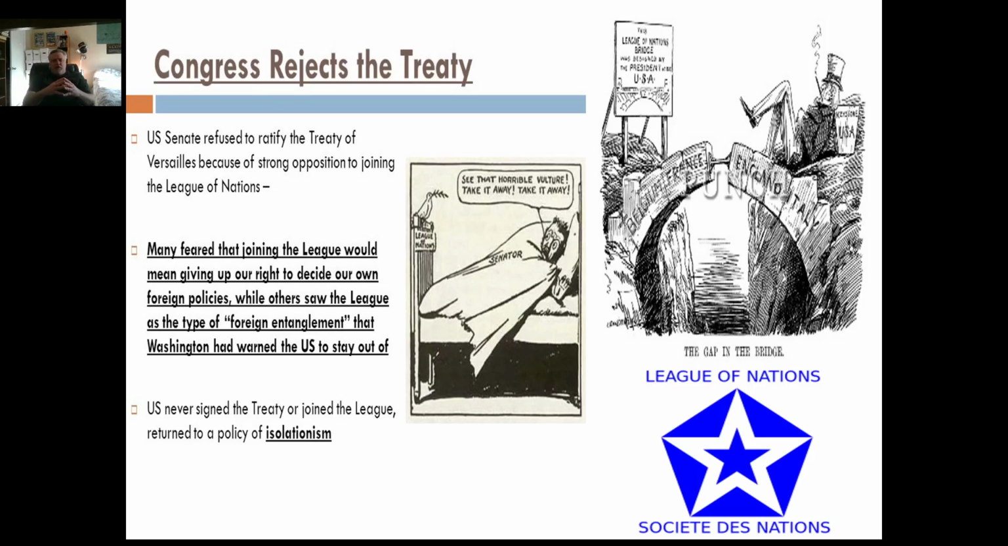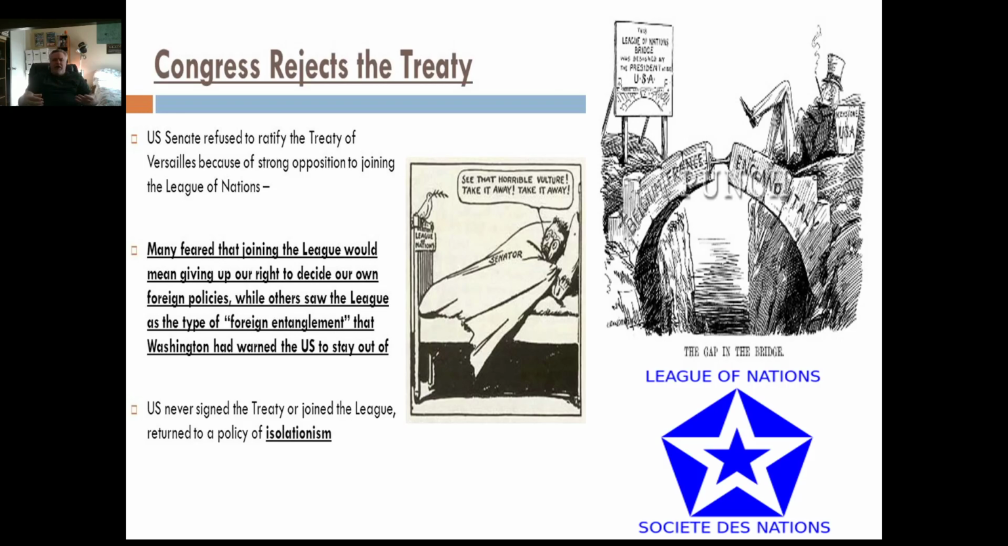Second, there was the idea of foreign entanglement. This could pull us into even more foreign wars, and we'd had our taste of it. You know, 50,000 American boys did not come home, and that was, to a lot of people's minds, too high a price to settle European problems.